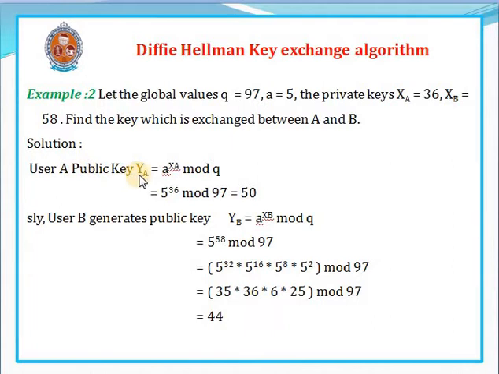So user A's public key ya equal to a power xa mod q. This is our formula. a value is 5. So 5 to the power of xa, the value is 36, mod 97. We can determine this, and that is equal to 50. Similarly, user B generates the public key yb equal to a to the power of xb mod q. That becomes 5 to the power of 58 mod 97. 5 to the power of 58 mod 97 is calculated in this way, and the result is 44.